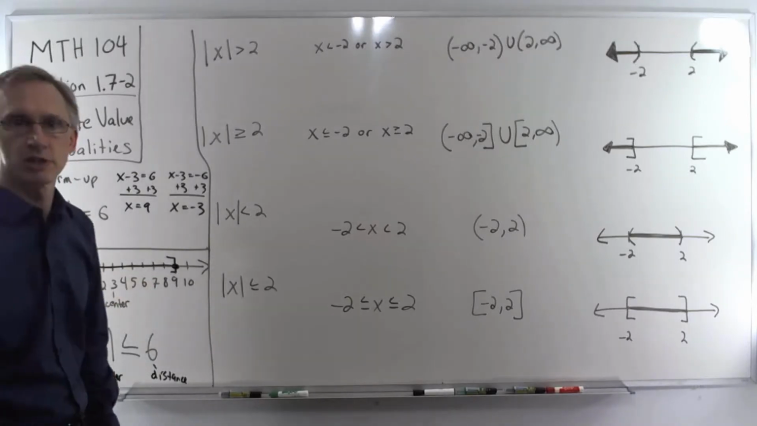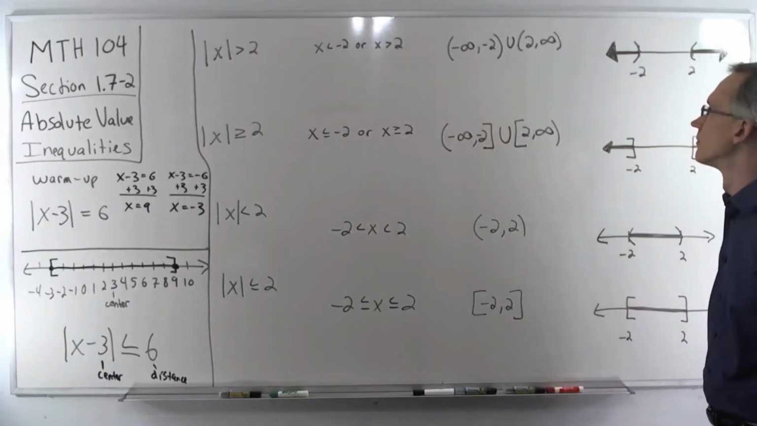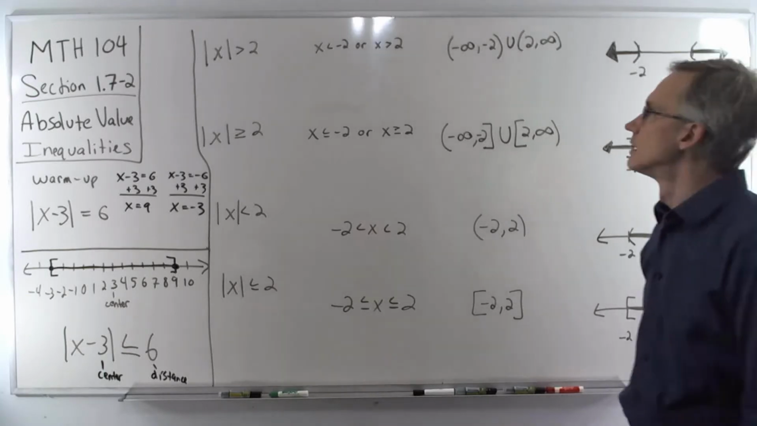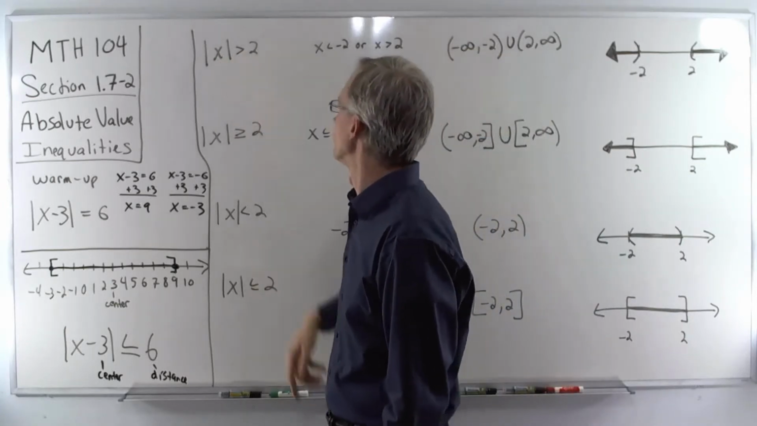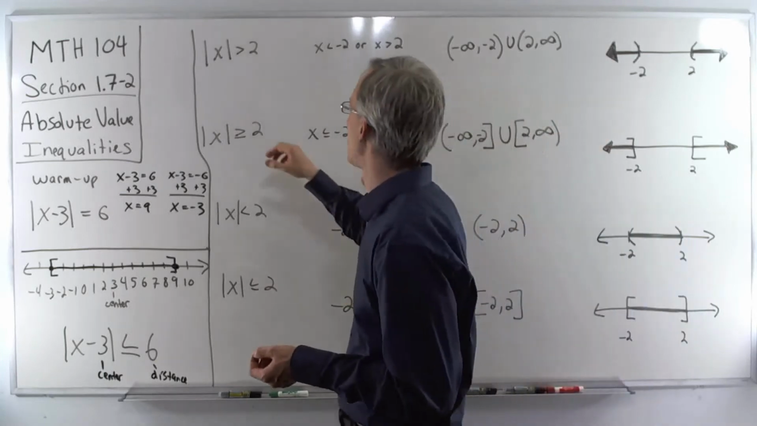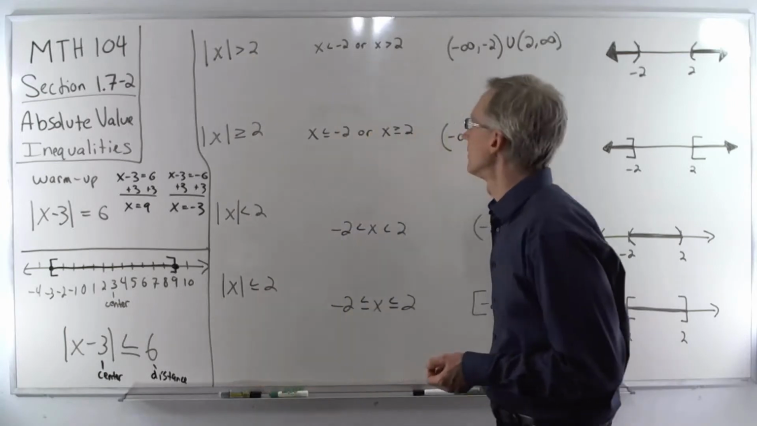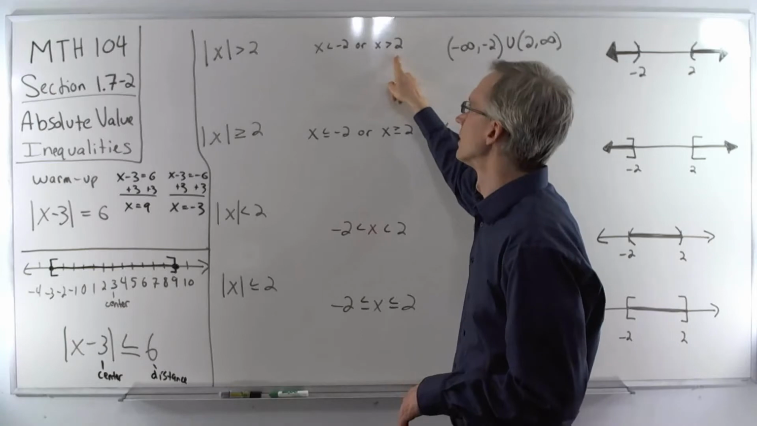There are 4 different situations that come up with absolute value inequalities. These graphs should look familiar from yesterday, basically the same types of graphs. Let's look at this first one. Let's say we have the absolute value of x is greater than 2. Thinking in terms of distance from 0, this means it's all points that are greater than 2 away from 0. So that means x is less than -2 or x is greater than 2.